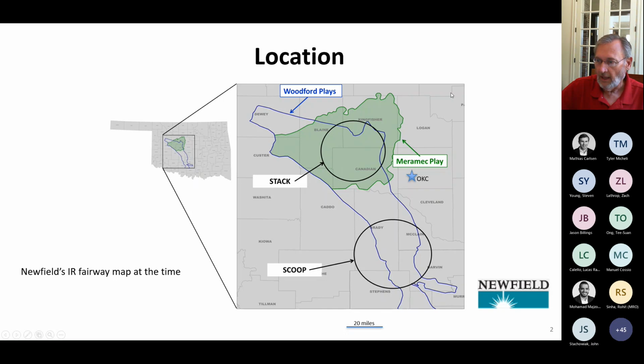I'm going to show you a couple of examples. They're from this central Oklahoma area, from the Stack, which is Woodford and Meramec, and the Scoop, which at that time was primarily just Woodford. And that's where the examples will be from. And I've got the Newfield logo here just for nostalgia's sake.